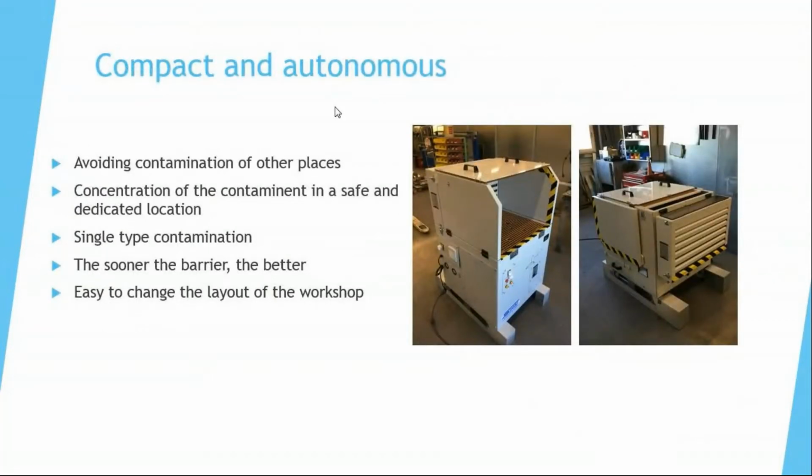As you could see in the video, these are the illustrations of the machine you saw. These systems are really compact and autonomous. So you can avoid the contamination of other places by keeping the contaminants in the same place. You have a concentration of the contaminants in a safe and dedicated location, which is the Downdraft table, and there is no other way for the contaminant to go out.